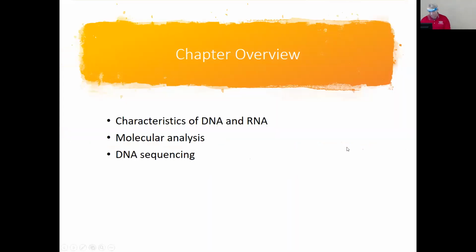So we're going to go over DNA and RNA, and this is where I don't know how educated you are. I think you've had DNA and RNA since junior high, but do you really know what DNA and RNA look like, and the names of the bases and the sugars? So we'll do a review of that. Then we're going to look at how we do molecular analysis, and then DNA sequencing is where we may or may not get within this 50-minute lecture.